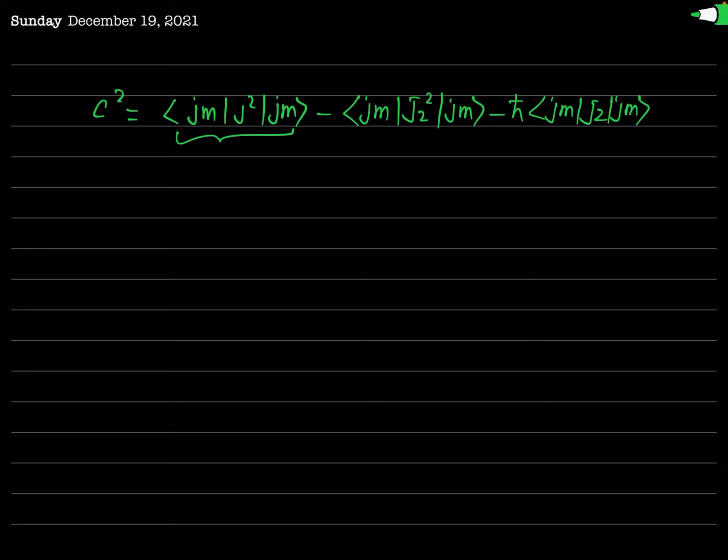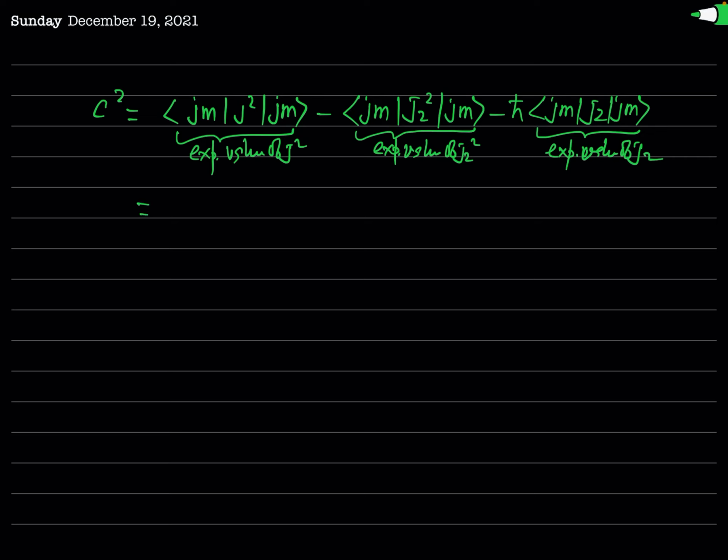This is actually the expectation value of J square. And what is this? This is the expectation value of Jz square. And this is the expectation value of Jz. And you know, the expectation value of J square is nothing.